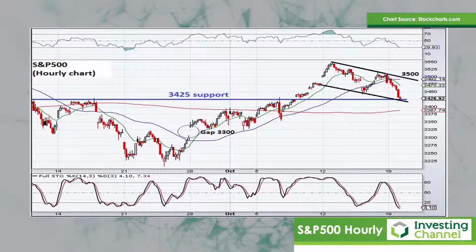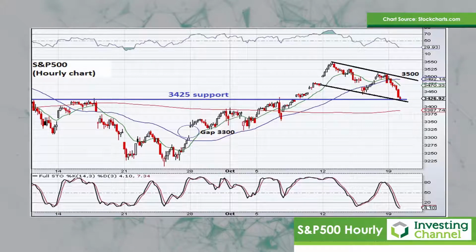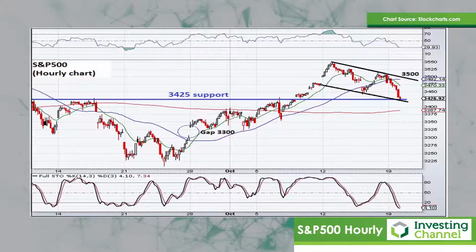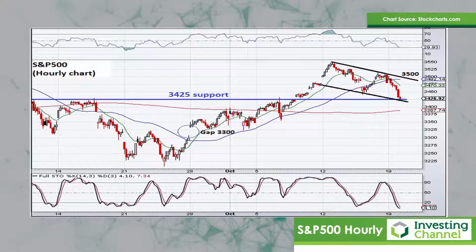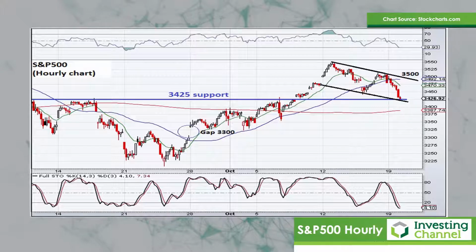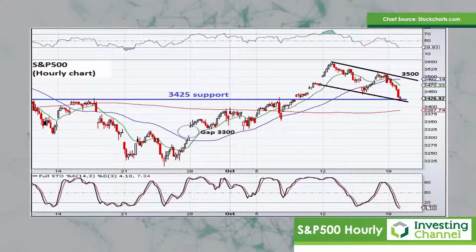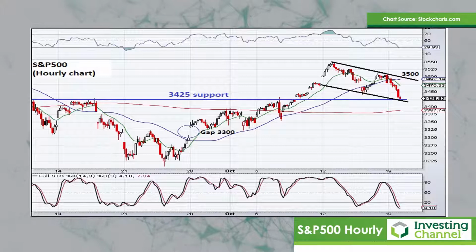If 3,500 were to break to the upside, then that would validate that bull flag type of structure that I've drawn in there. And that would likely then see the market move back up to the prior highs. So keep an eye on those levels. A move below 34.25 would be somewhat bearish, and it would open a move down towards that lower gap that I've indicated there at 3,300. So watch those levels, 34.25 at the lower end and 3,500 at the upper end.